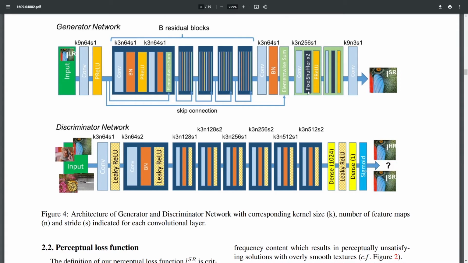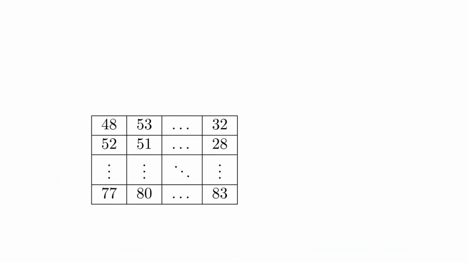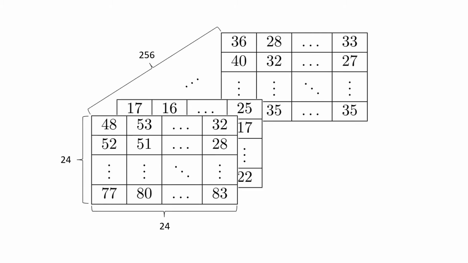In this case, it says pixel shuffler times 2. So it's doubling both the height and width and then dividing the channel dimension by 4. Let's say we have our activation map of shape 24 by 24 by 256. We divide the channels dimension by the block size squared. In the diagram, it says pixel shuffler x2, so the block size is 2. This gives us 256 divided by 4, which is 64.